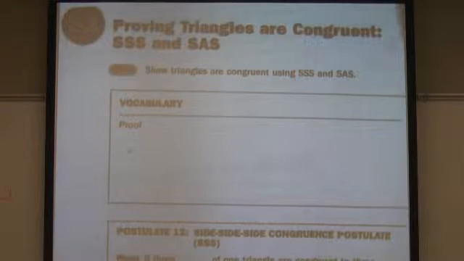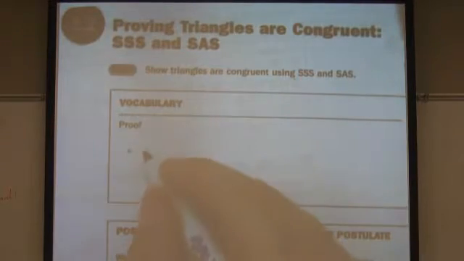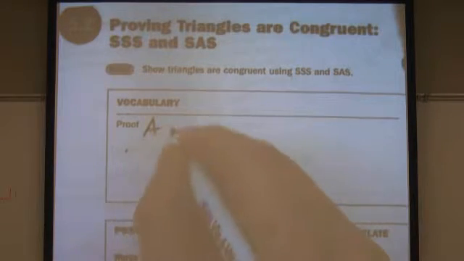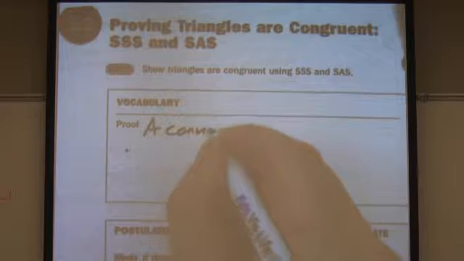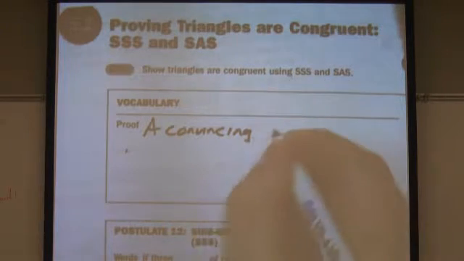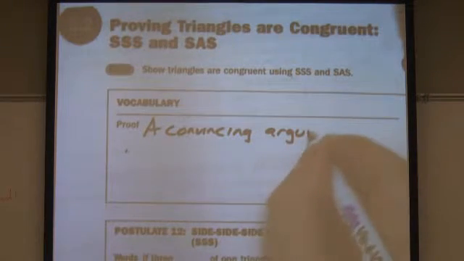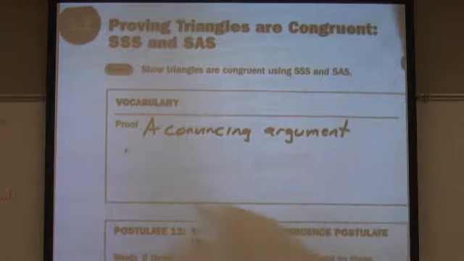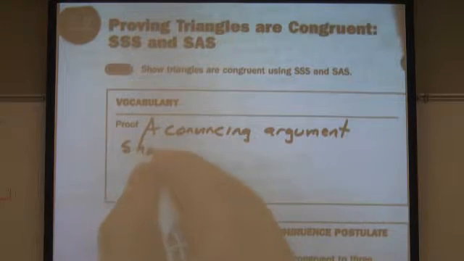We're going to start with the definition of a proof, and we're going to be doing proofs quite a bit here over the next few days. The definition of proof: it is a convincing argument that shows why a statement is true. A convincing argument showing why a statement is true.